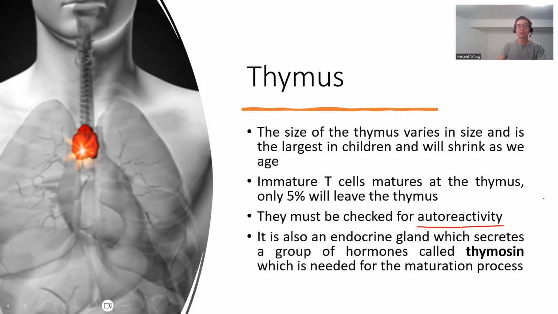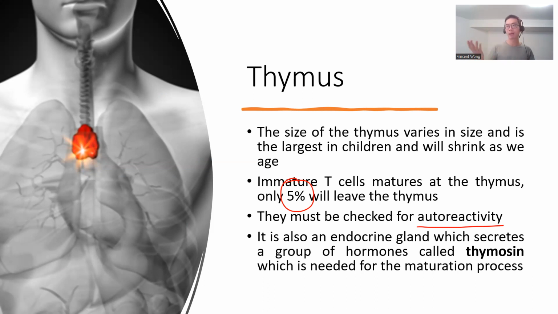autoreactivity test. Because of the way T cells are made, and again, we'll talk more about that later, there are chances where the T cells that you make will attack your own body. It's possible to create a T cell that attacks your own cells, and we don't want that. So we have to check the T cells and make sure that they will not attack your own cells. If they do, we will kill them off before they can come out of the thymus. So that's called the autoreactivity test. Only 5% will be able to make it out. The rest will react with the body, and they are not supposed to come out.